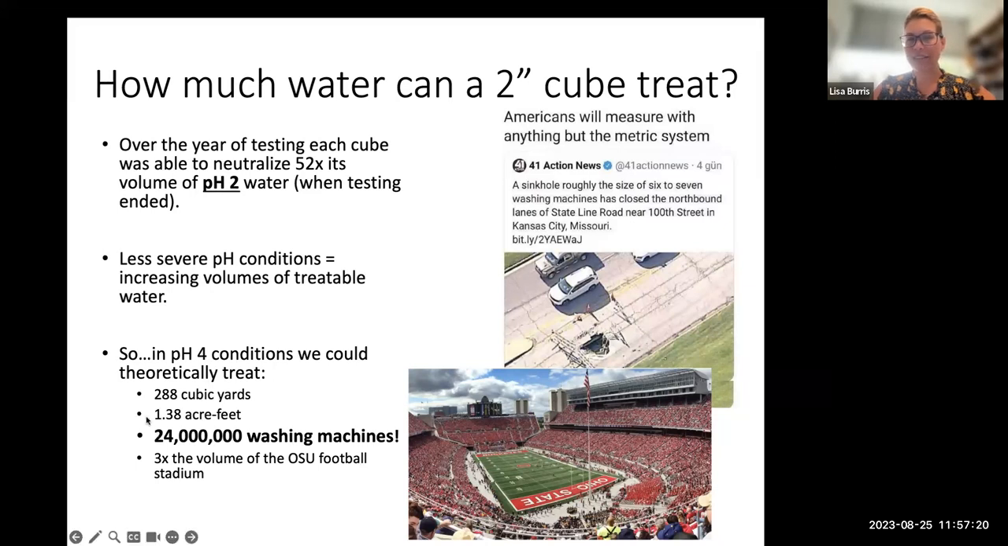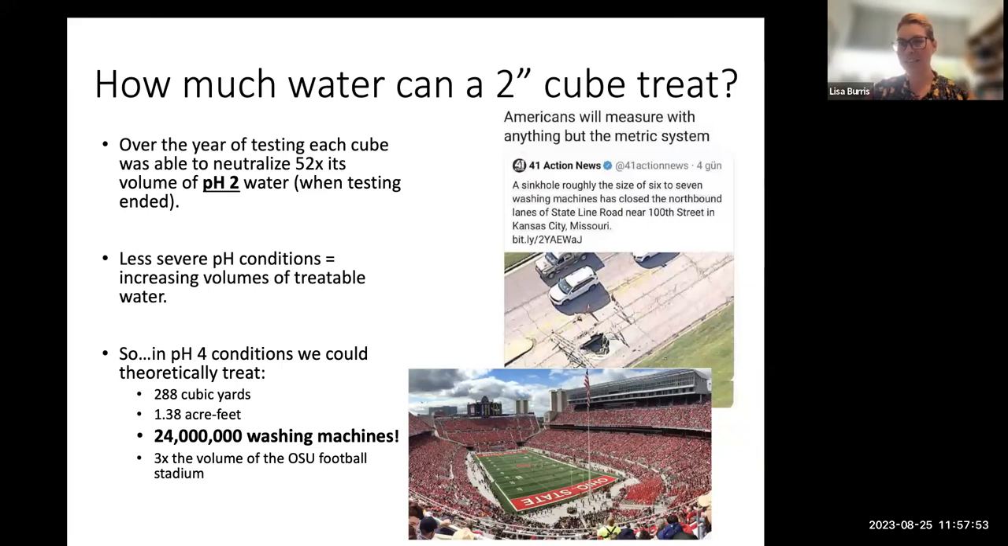And so it will translate to 288 cubic yards of water treatable for each 2-inch pervious concrete cube, which, if you know Americans, we don't like to use the metric system. So that could be 224 million washing machines, or 3 of our Ohio Stadium football stadiums full of water. So theoretically, with the amount of water treatment we were able to achieve in the lab, we could treat an almost endless volume of water in the field.